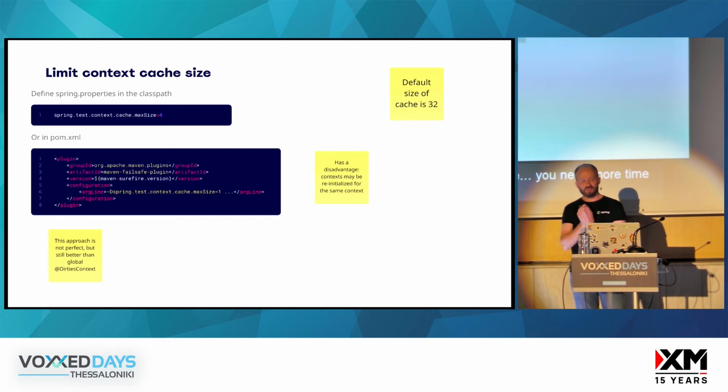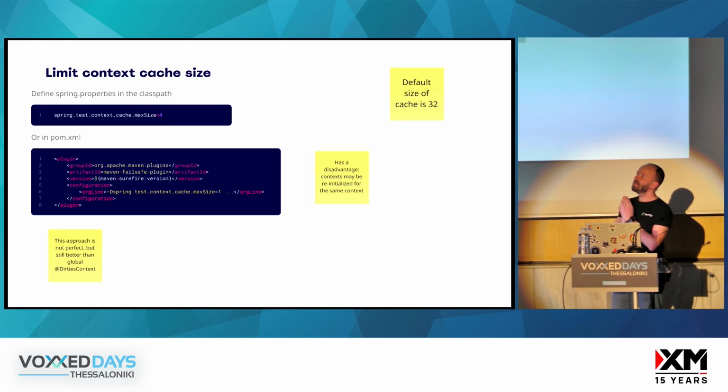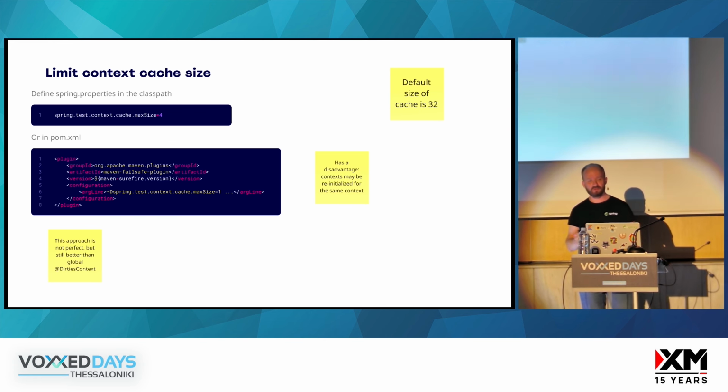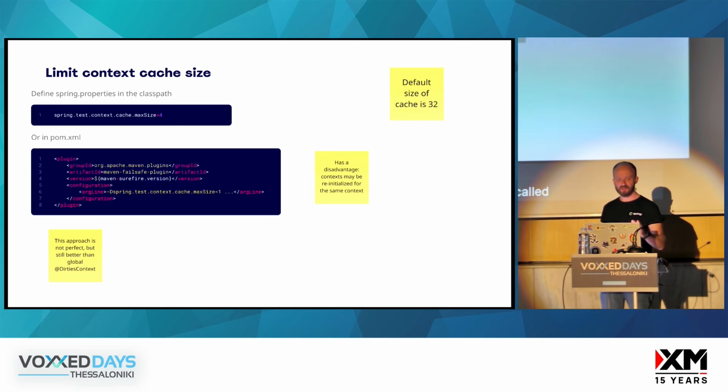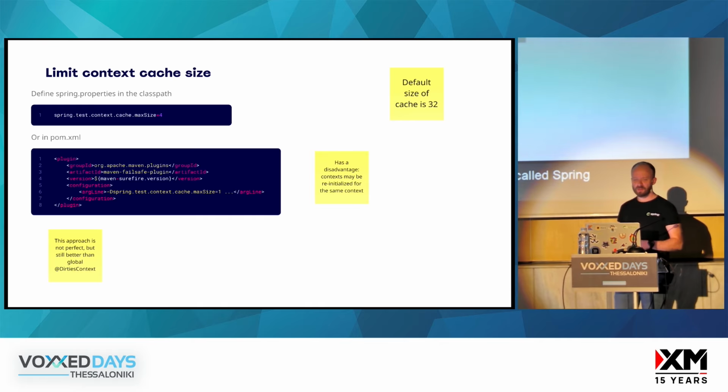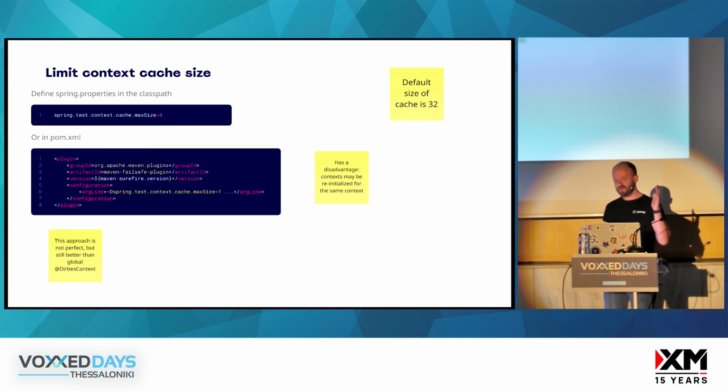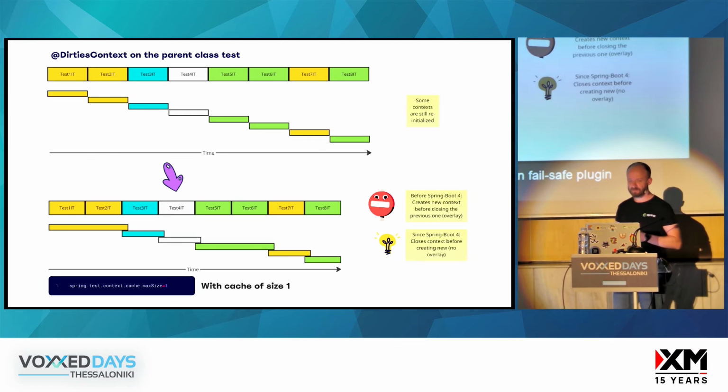Possibly a better solution can be reducing the size of the context cache. By default, the context cache has a size of 32. You can reduce it to a smaller number like 4 or maybe even 1. To do this, you need to define a property called spring.test.context.cache.maxSize in a file called spring.properties, or you can pass it in the Maven Failsafe plugin configuration.